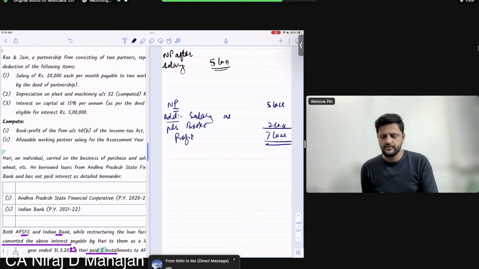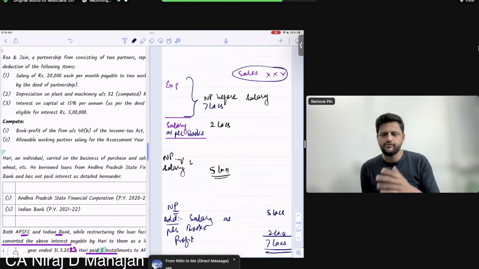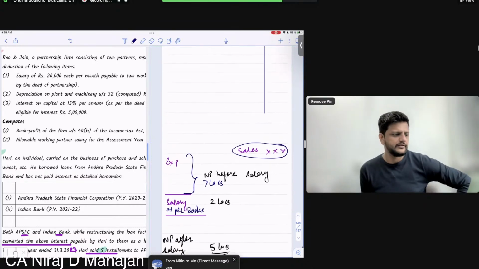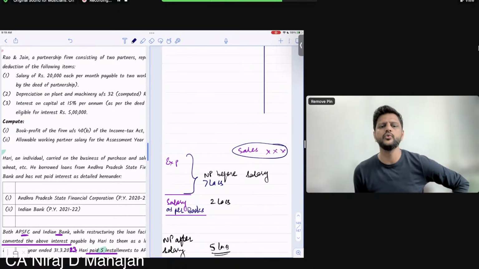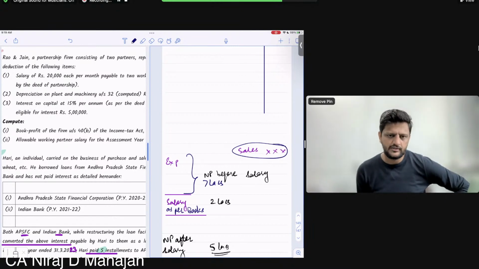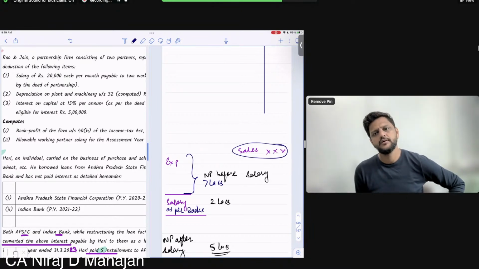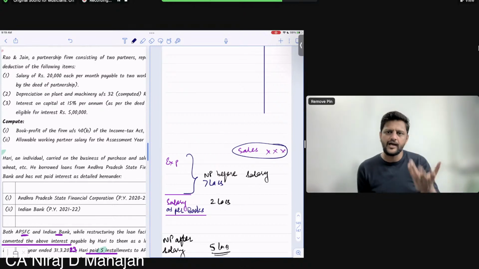They are giving you the figure before debiting the salary of the partners. So the 7 lakhs profit which they have given you does not consider the salary expenditure to the partner. So 7 lakhs doesn't have that component of salary as per books. So how will I disallow? Are you getting my point?